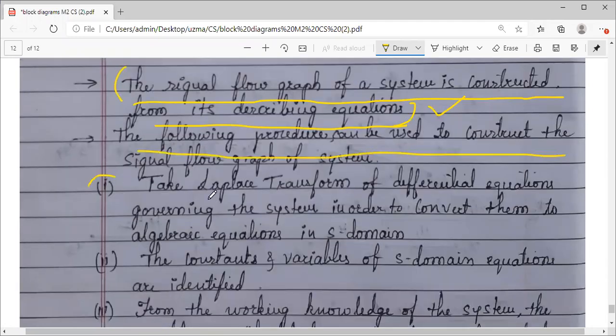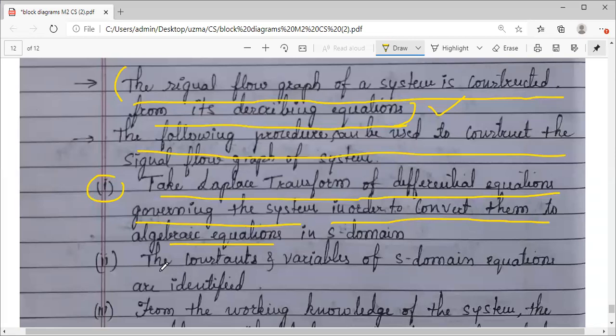Very first step is you need to take the Laplace transform of the differential equations governing the system in order to convert them into algebraic equations. So again, in the question, either directly algebraic equations will be given to you, or you need to find this set of algebraic equations. How? By making use of the differential equations. You already know how to get the differential equation and how to find the Laplace transform. So from those differential equation concepts, you need to get the algebraic equations. But most of the times these equations will be given to you.